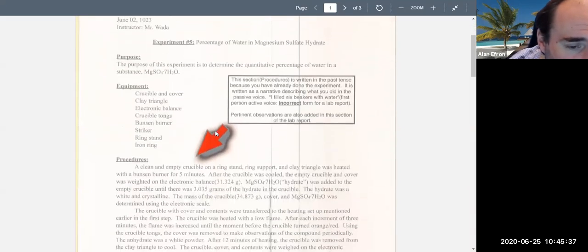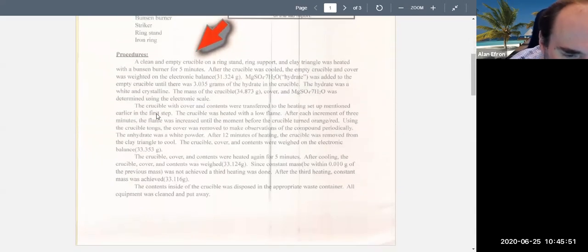So this format, as you can see, is actually typed. They do have to be typed, not handwritten. You have your name, you have the title, you have a little bit of the purpose, you have the equipment that's going to be used. In paragraph form, you have the procedure that you did. You also have some of your results as you went through. Again, this should be paragraph form, sentences, not bullet points or anything like that. It should flow almost like a paragraph, and you can insert your values in there.